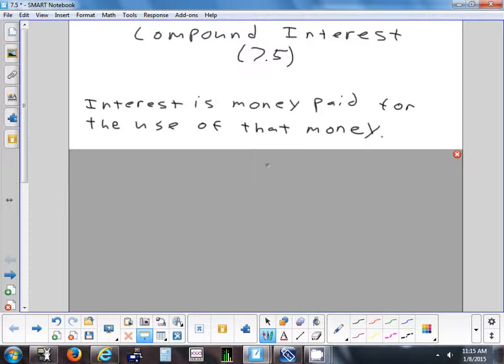So basically, interest is money that is paid for being allowed to use that money. For example, in a mortgage, the bank is allowing you to use their money, so you're going to pay them a fee for that. And likewise, if you put your money in a savings account and you allow the bank to use your money, they're going to pay you for that. Not as much, but they are going to pay you a little bit.